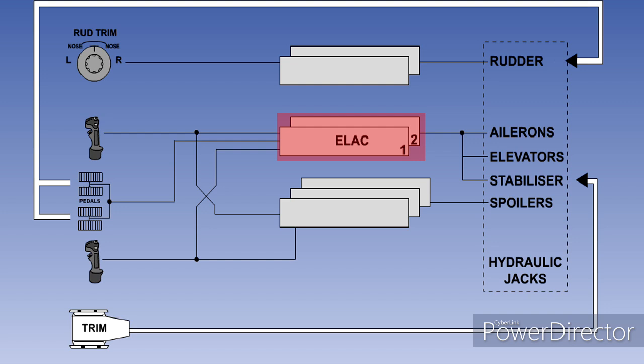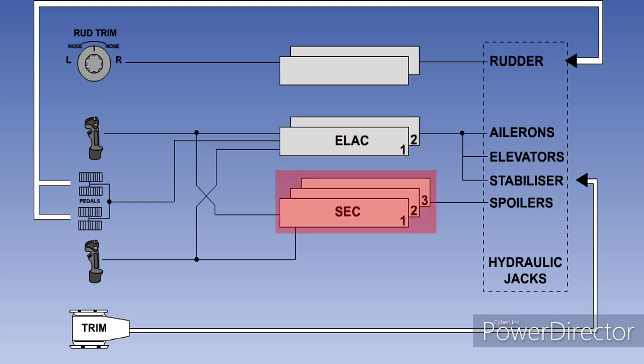There are 2 elevator aileron computers, or ELACs. These control the elevators, ailerons, and stabilizer. Only one of these computers is controlling at any time. The other is a backup and will automatically take over in the case of a failure.